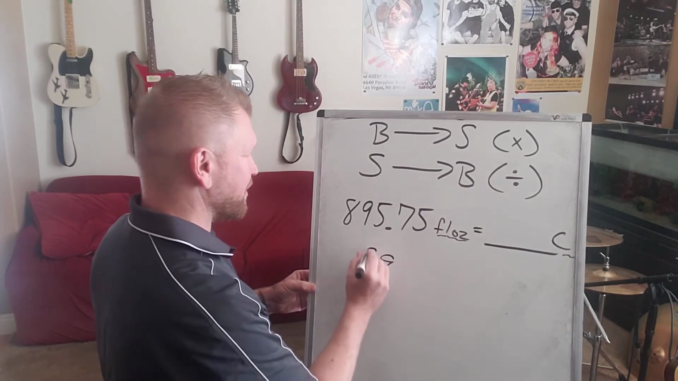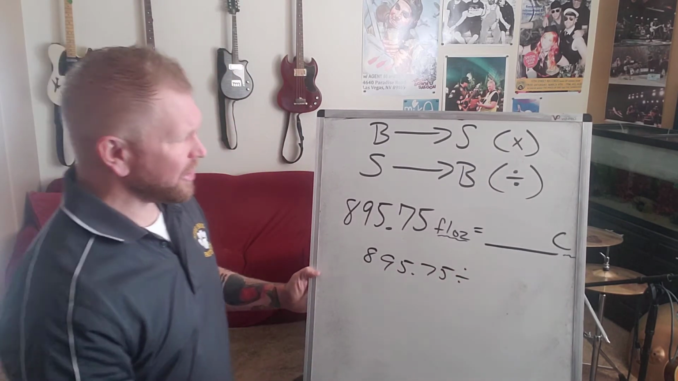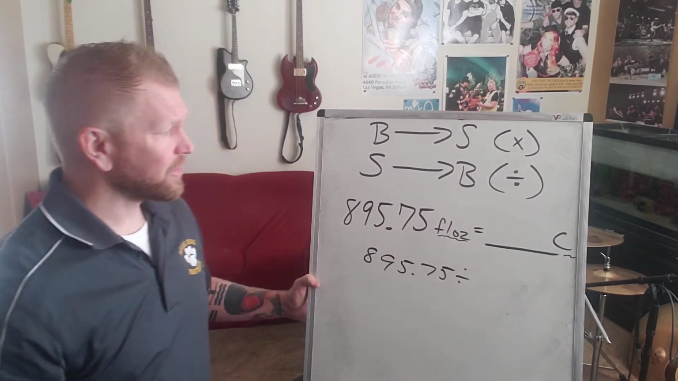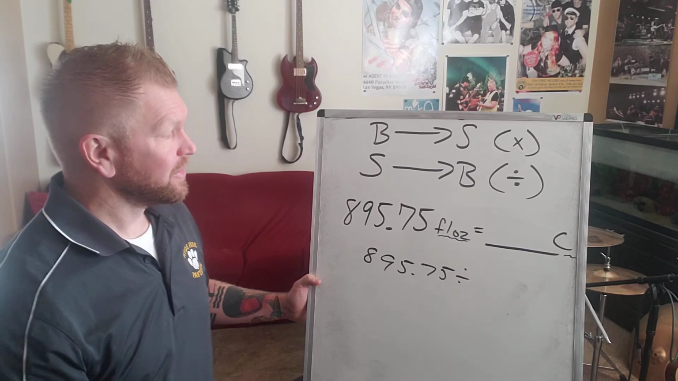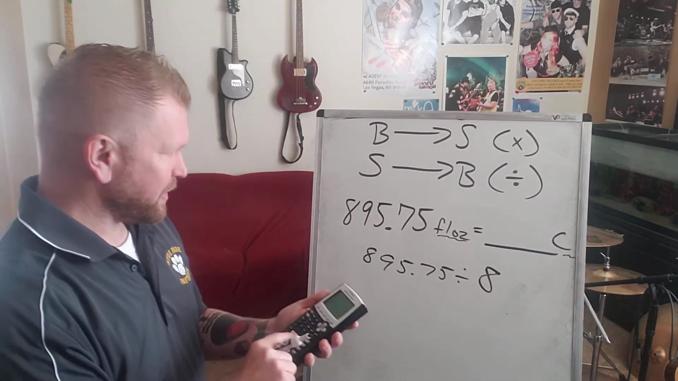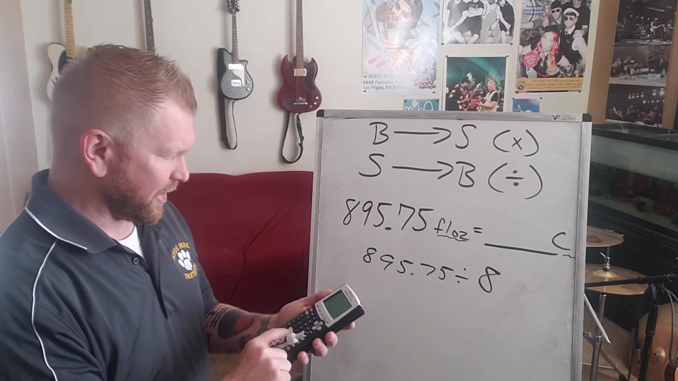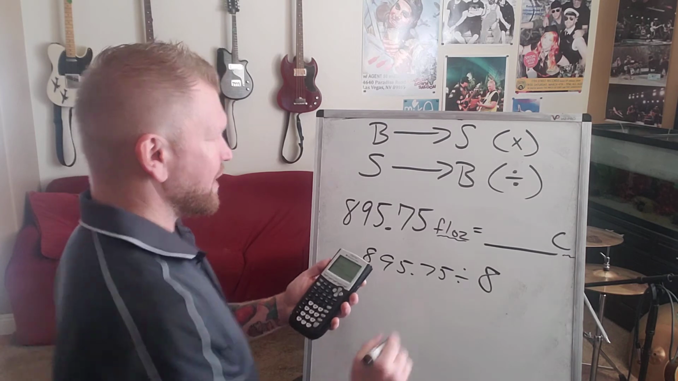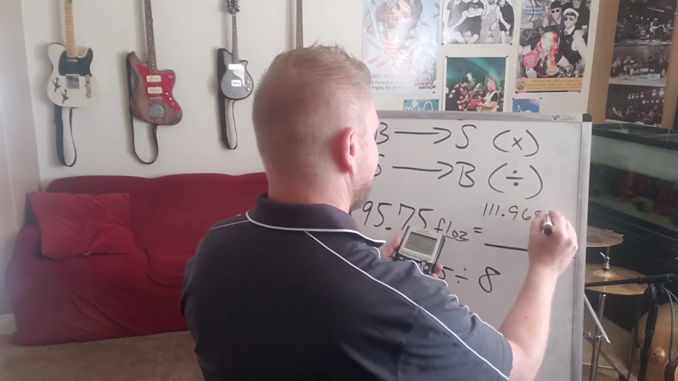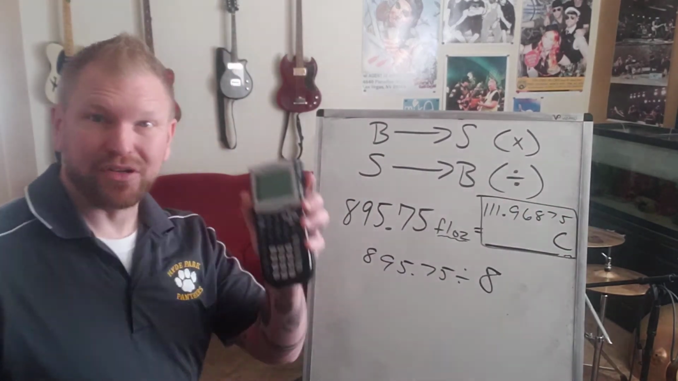So it's going to be 895.75 divided by what? Well, if you look at your notes, how many fluid ounces make up a cup? That's what we divide by. And it is 8. So it's going to be 895.75 divided by 8. And the answer is 111.96875. Thank goodness for the calculator.